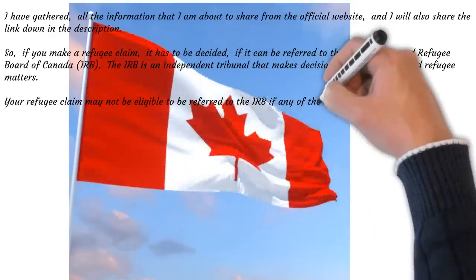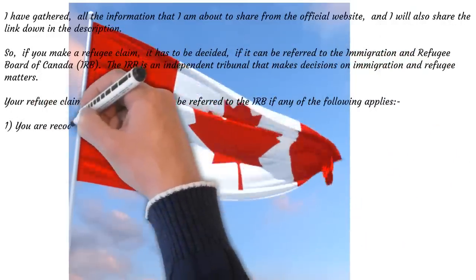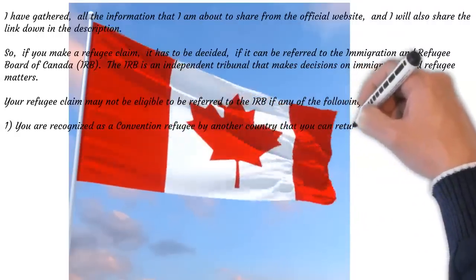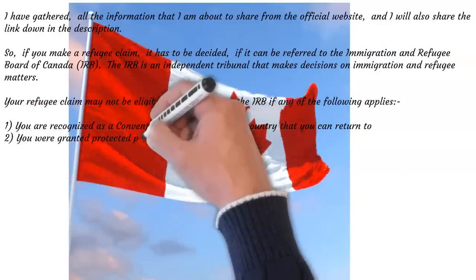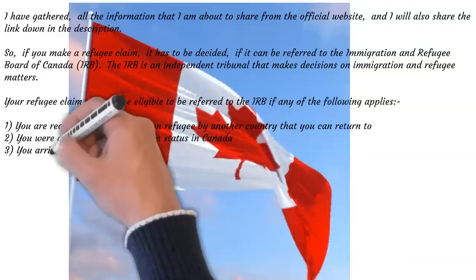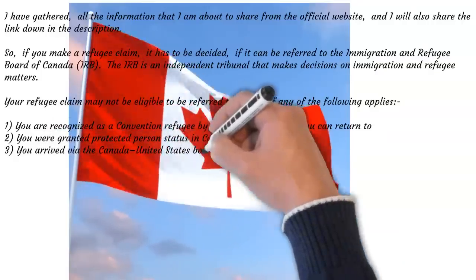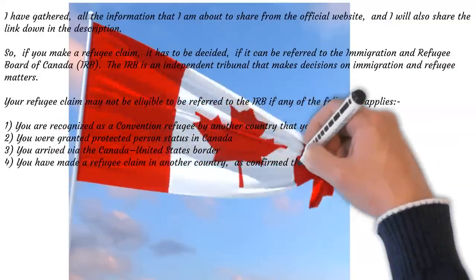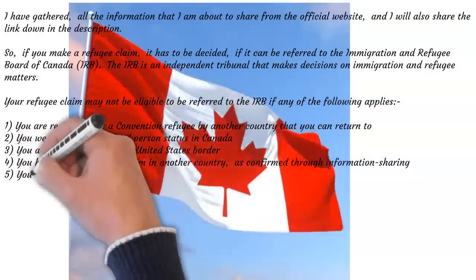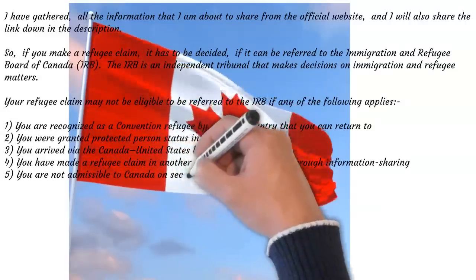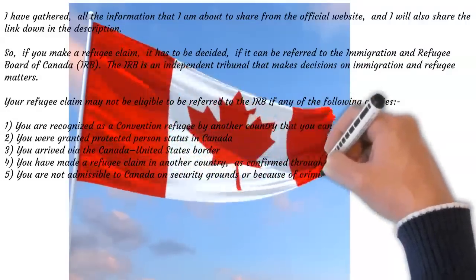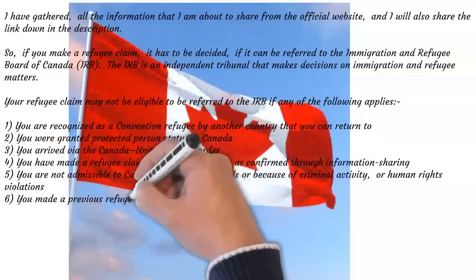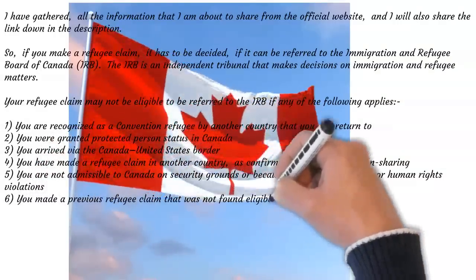Number 1, you are recognized as a convention refugee by another country that you can return to. Number 2, you were granted protected person status in Canada. Number 3, you arrived via the Canada-United States border. Number 4, you have made a refugee claim in another country, as confirmed through information sharing. Number 5, you are not admissible to Canada on security grounds or because of criminal activity or human rights violations.